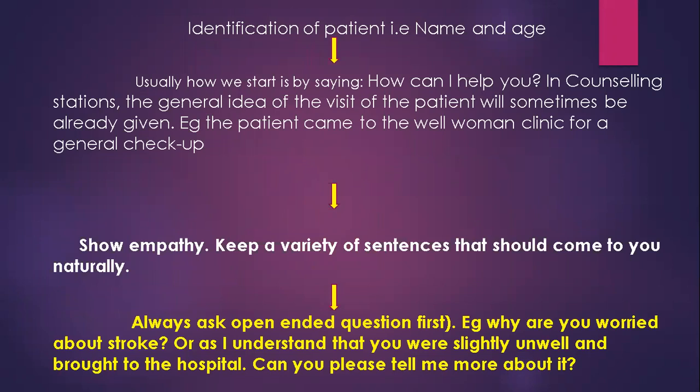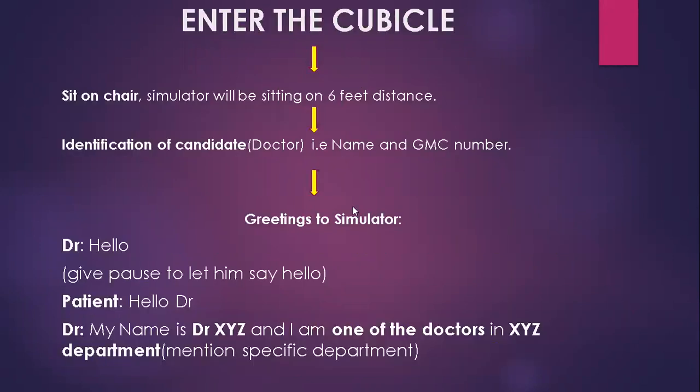Just ask the patient, may I confirm your name and age, please? You were already given the name and age outside the cubicle. You have to just confirm it. And from over here, the counseling based station gets different from a history based station. For example, in a history-based station, you are given only a complaint of the patient.